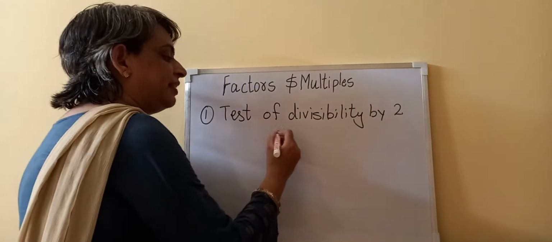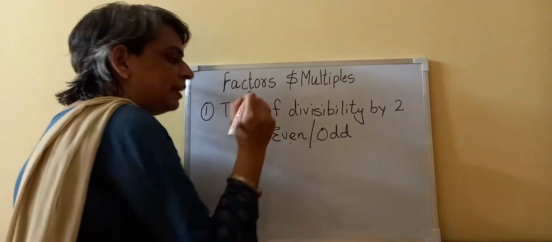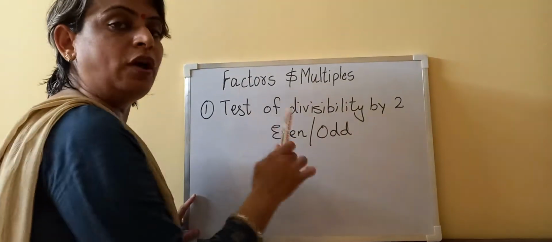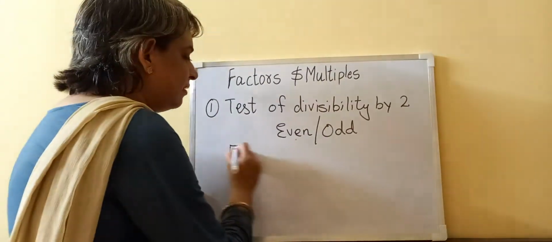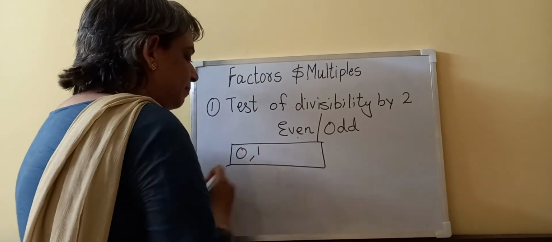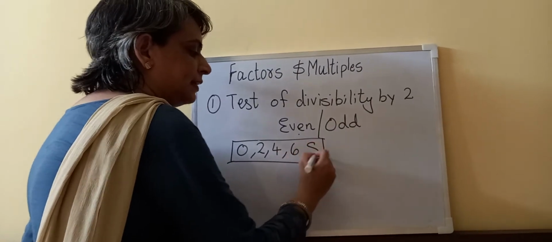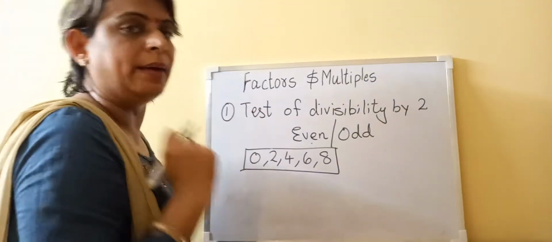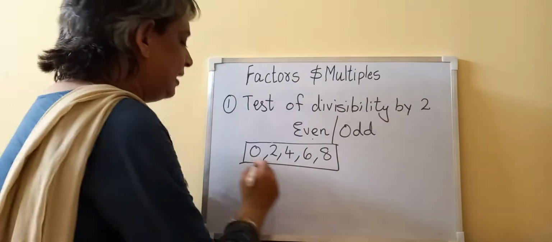You are going to check whether the number is even or odd. If the number is even, then it is divisible by 2. If the number is odd, then it is not divisible by 2. But what are even numbers? Even numbers are those where the digit in the unit place is 0, 2, 4, 6 or 8. If any of these digits is in the unit place of that number, then it is an even number and it is divisible by 2. Let me give you an example.